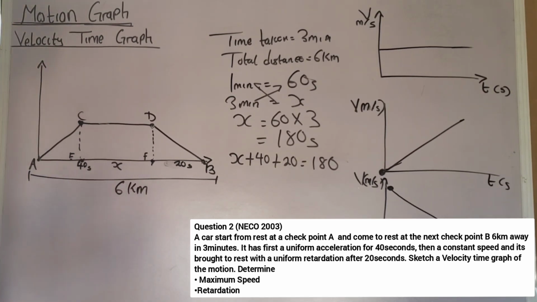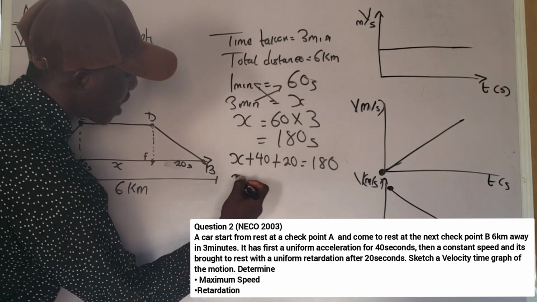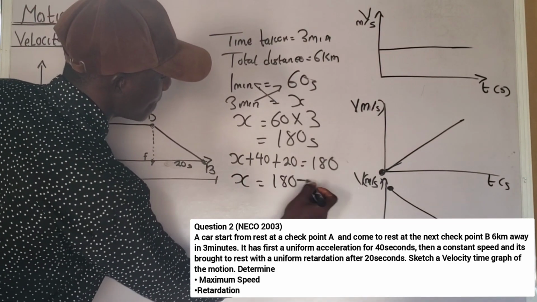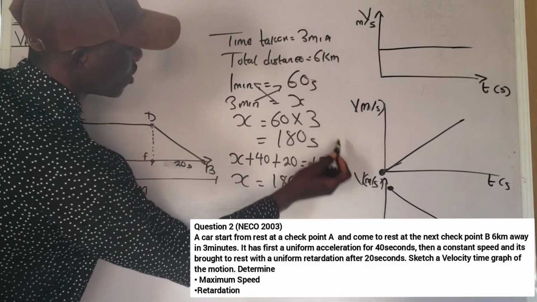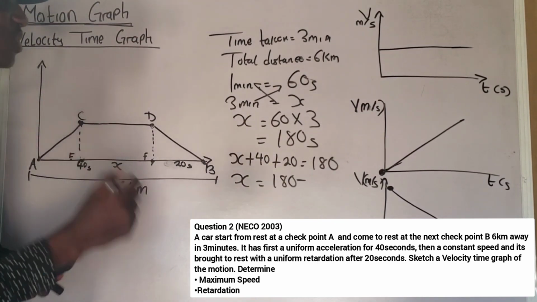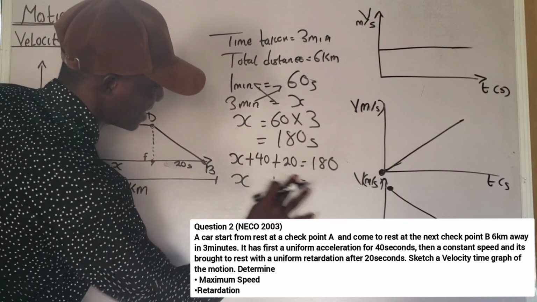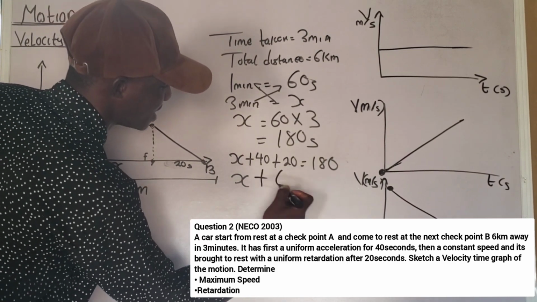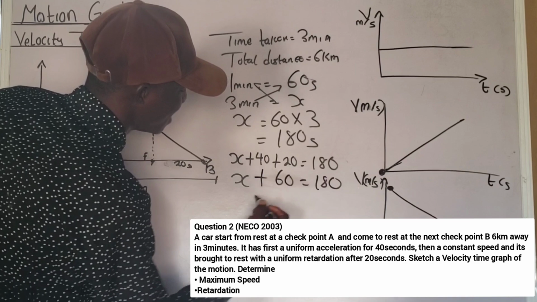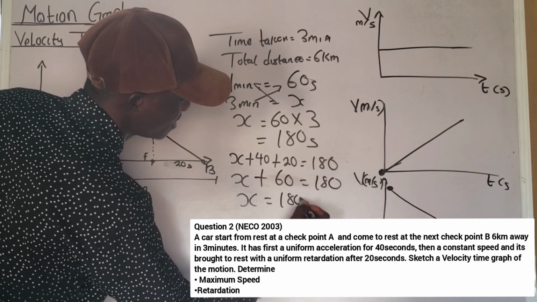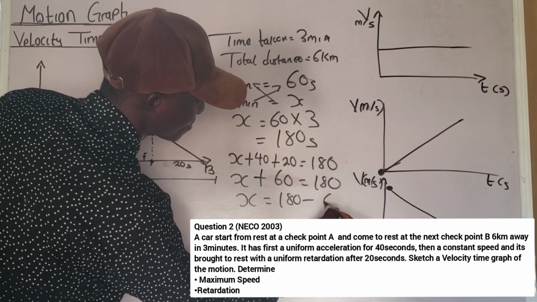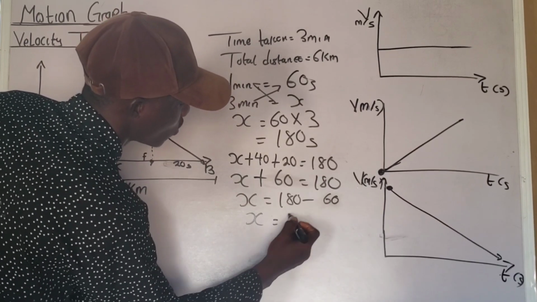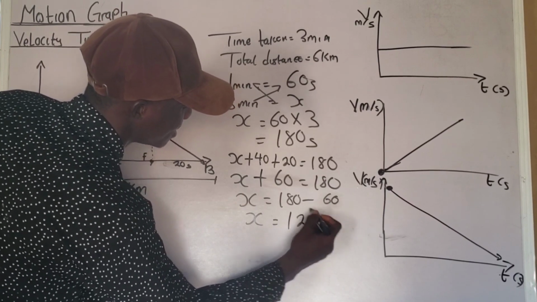Because the total time taken has been given from the question, which is 3 minutes. And when we change 3 minutes to seconds, we got 180 seconds. Okay? So for this, I'm going to have X equals 180 minus 40 plus 20, that is 60. Let us do it step by step. X plus 60 is equal to 180. So X is equal to 180 minus 60. So X is equal to 120, okay?